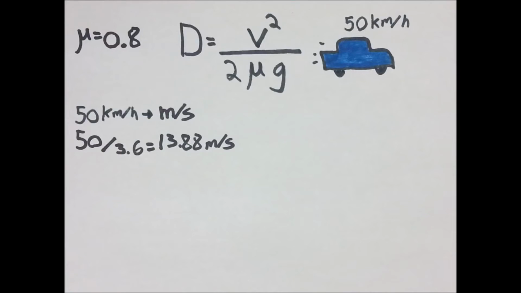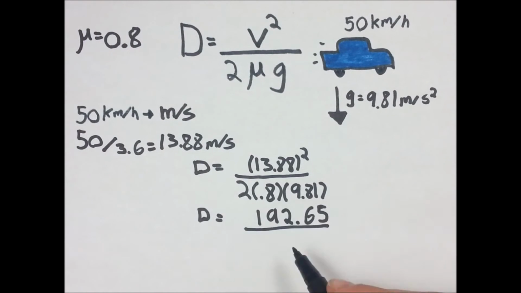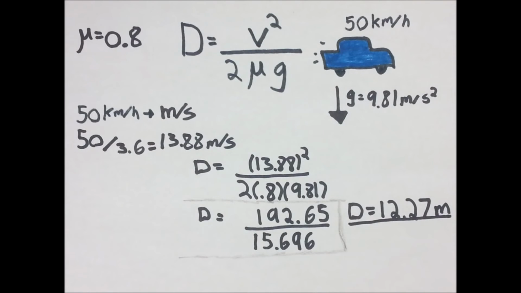The coefficient of friction of rubber on dry cement is 0.8. And since we live on Earth, the acceleration due to gravity is 9.81 meters per second squared. After solving for D, we found out the answer is 12.27 meters.